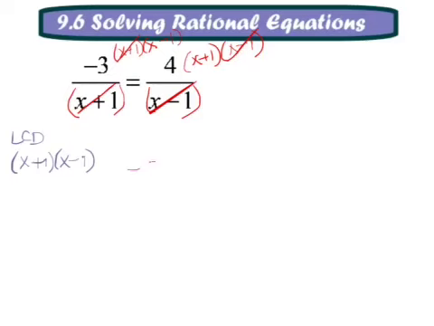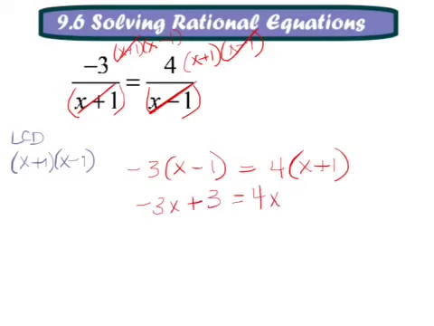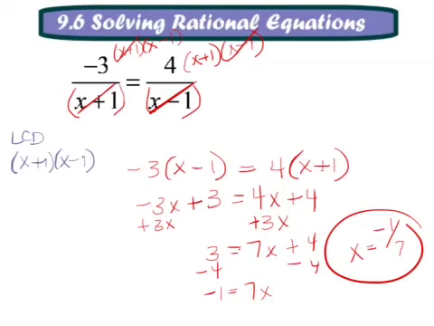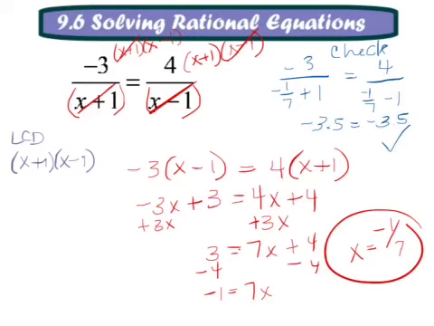So this gives me the equation negative 3 times the quantity x minus 1 equals 4 times the quantity x plus 1. And now I have a nice, easy equation that I can solve very quickly. And after doing a little bit of algebra, I get x equals negative 1/7. And of course, every time I get an answer, I'm going to want to do a check. So I check my answer by plugging in negative 1/7 for x. And I'm going to have to use my calculator here. And I'll see, do I get the same decimal when I plug in those numbers? And I do, negative 3.5 on both sides. So my answer is good.